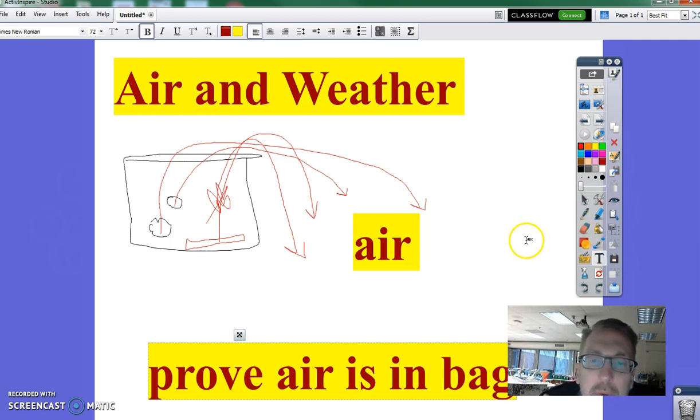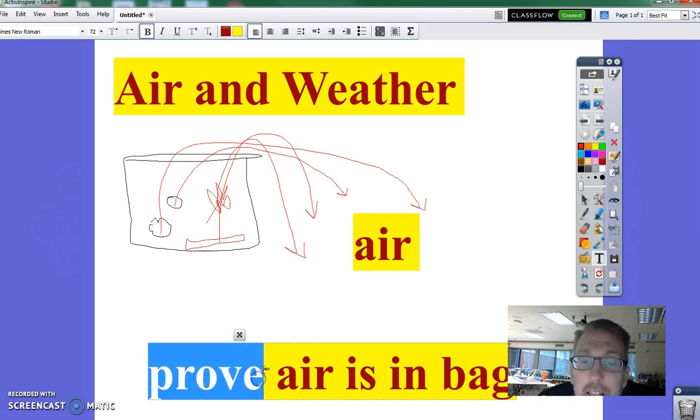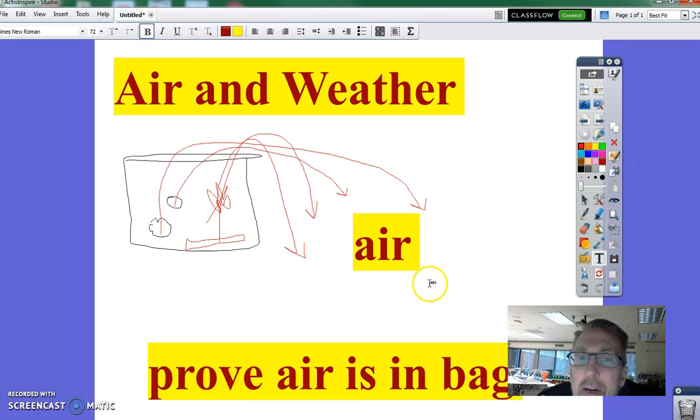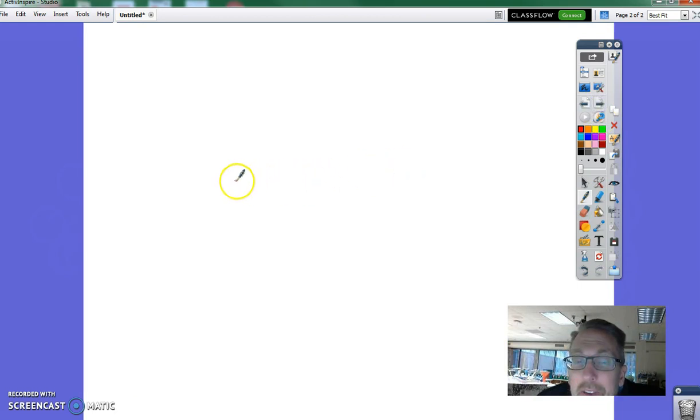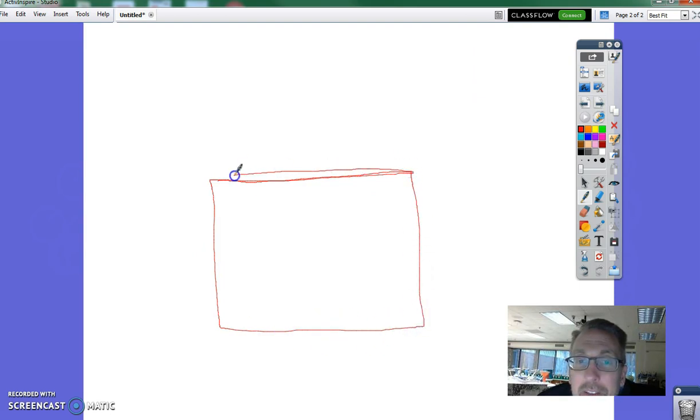Okay, so here's what we're going to do. You were supposed to have proved that air is in the bag. You could have done this a couple different ways. The easiest way is to take all the stuff out of the bag and you just seal up the bag. That's it. Seal it up.